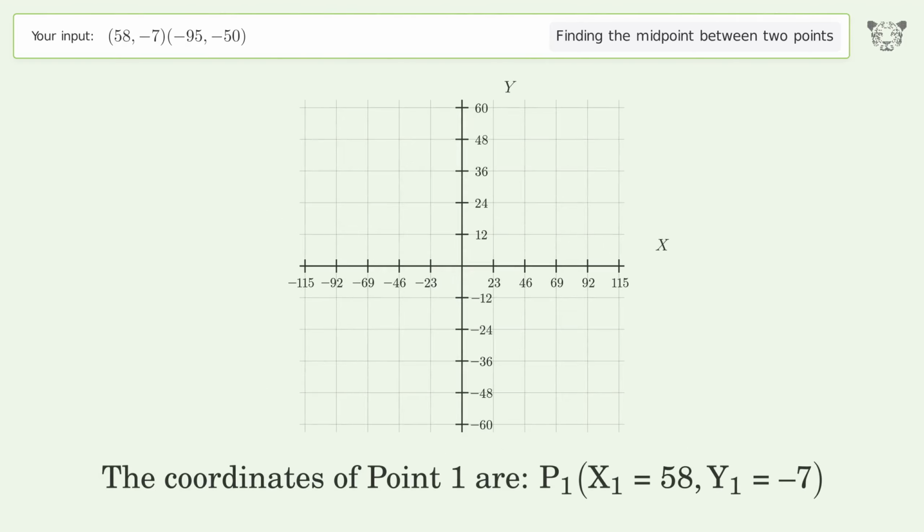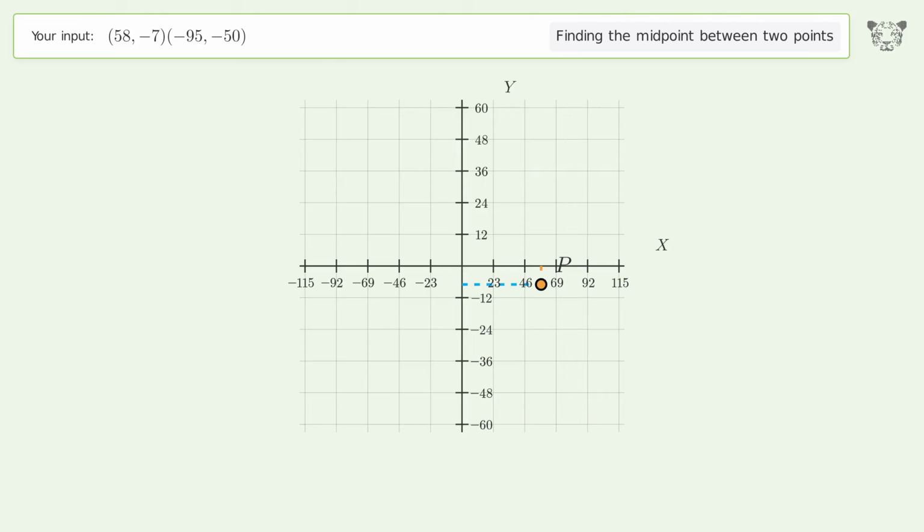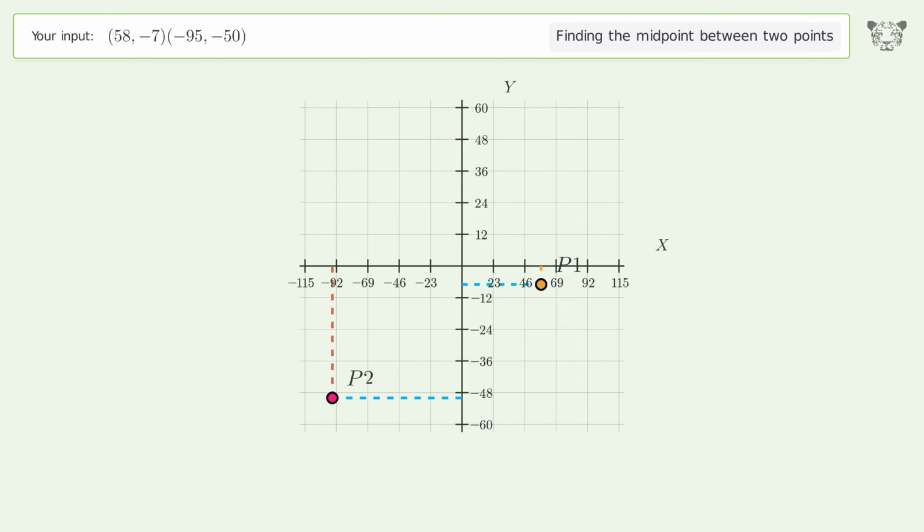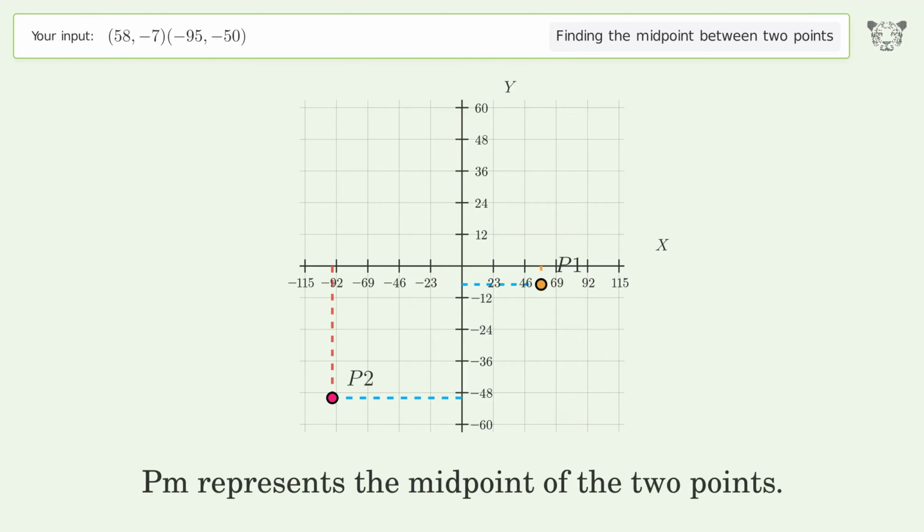The coordinates of point 1 are, x1 equals 58, y1 equals negative 7. The coordinates of point 2 are, x2 equals negative 95, y2 equals negative 50. PM represents the midpoint of the 2 points.